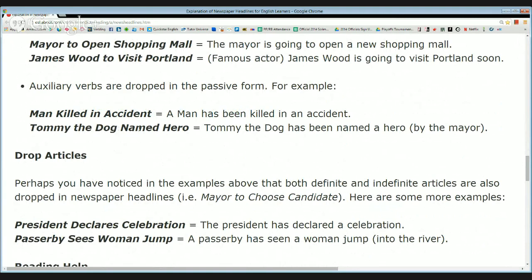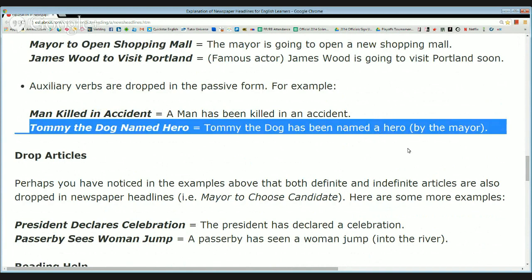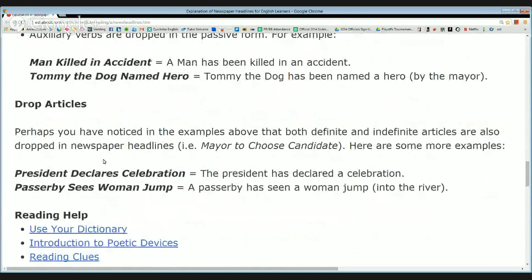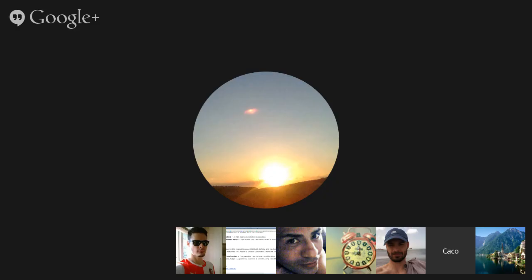"Tommy the dog named hero" instead of "Tommy the dog has been named a hero by the mayor." They keep this article "the" because it's part of his name, Tommy the dog, but we drop this article "a" before "hero." So we drop articles. Okay.